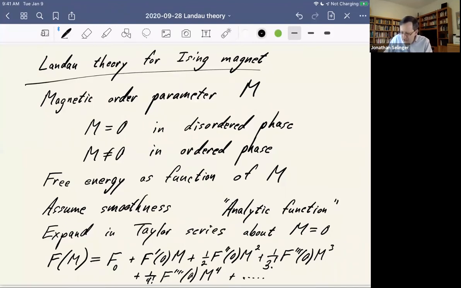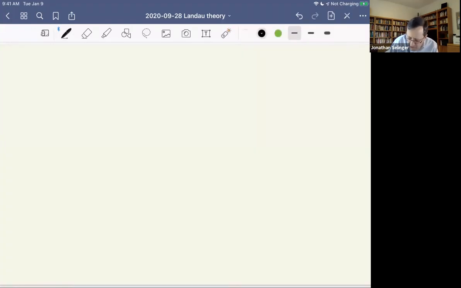Okay, so this is an expansion, okay? And so here we're basically taking all the information that we don't know and expressing it in the form of these coefficients, right? All of these coefficients are unknown parameters, but we can at least work with them. Okay, so now what can we do with this expression for the free energy? Okay, well, the next thing is we want to use symmetry.